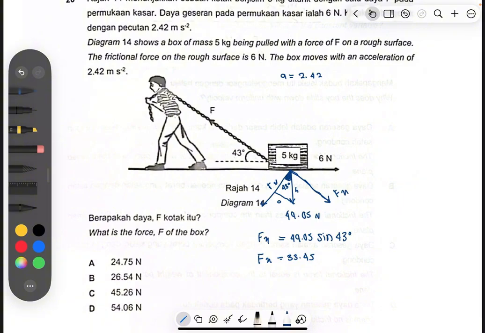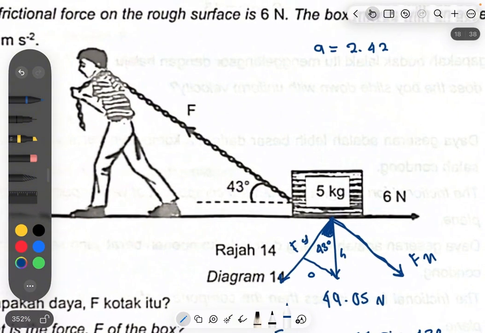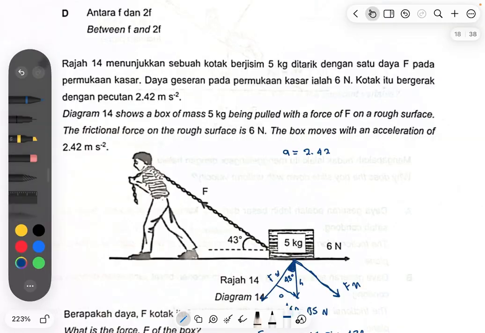Okay, there's no... okay, wait, never mind. Okay, they give us acceleration, so I might as well use that. F is equal to ma. So we get the resultant force 5 times 2.42. So F is equal to 12.1 Newton.